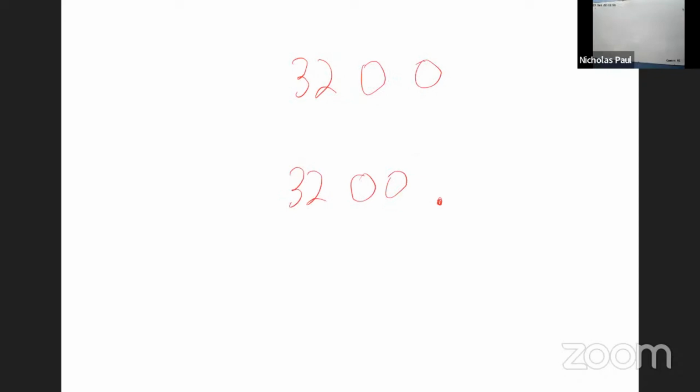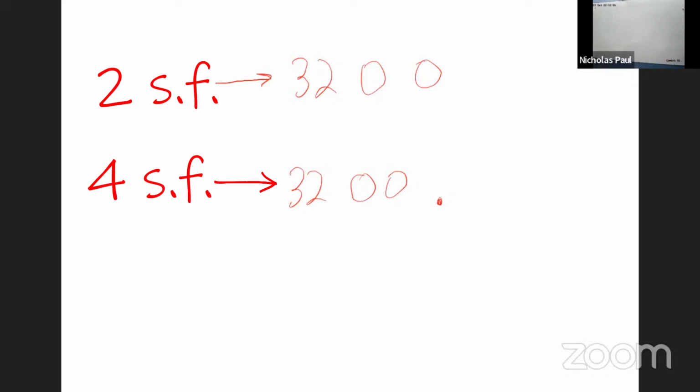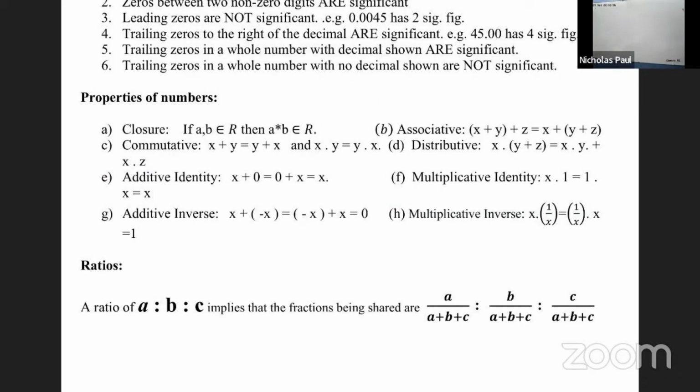I have two numbers there, 3200 and 3200 point with a decimal place, right? How many significant figures here? First one is how much? 2, right? No decimal place. So those two zeros on the end are not significant. That's okay? But if I put in decimal place, how many significant figures we have? 4.